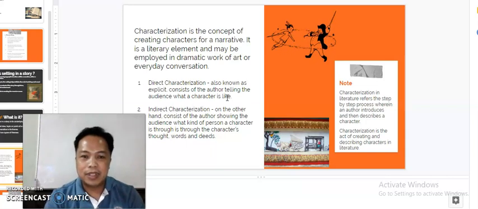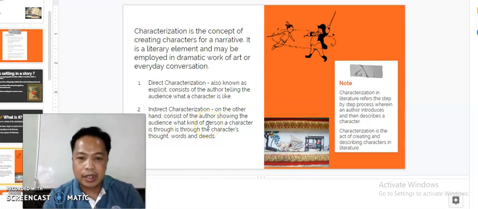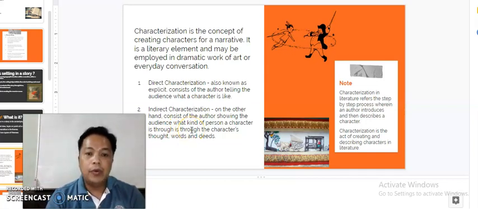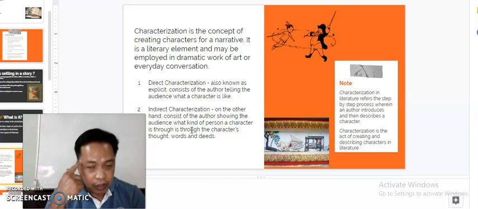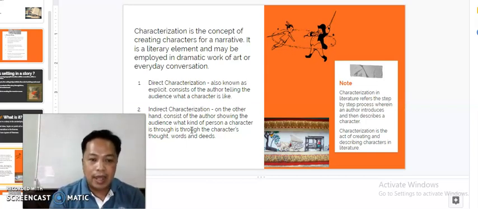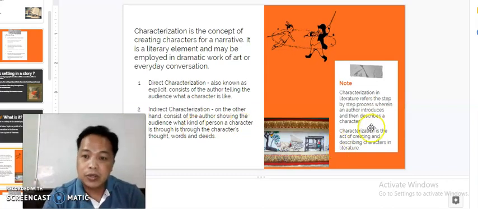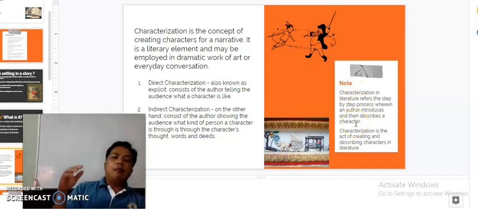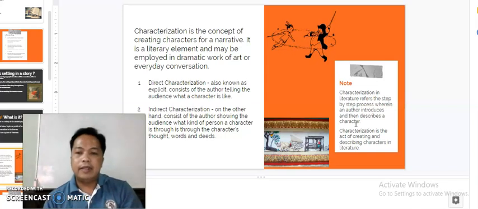While indirect characterization is the author showing the audience what kind of person a character is through the character's thoughts, words, and deeds. So we have an example here, the animal in the story. So these are examples of characters. So note, characterization refers to the step-by-step process wherein an author introduces and then describes a character.